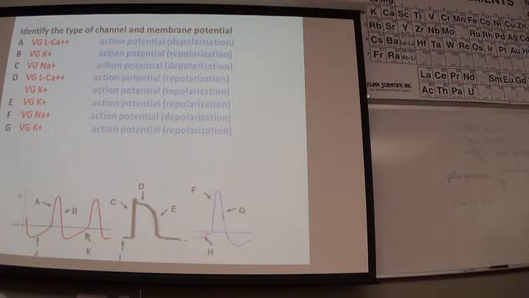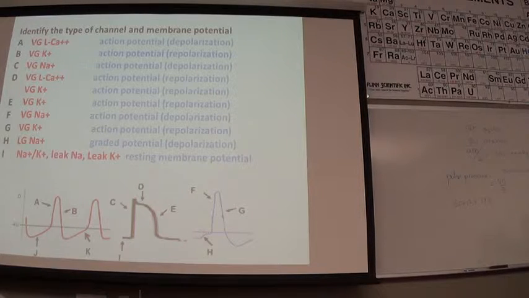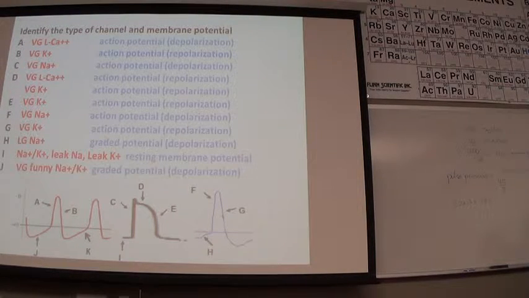H is graded potential. Bottom graded potential row. Is sodium that from leak? Oh, so ligand gated, that's not leak, but ligand gated sodium typically in a skeletal muscle. I, that's the resting membrane potential in the contractile cells. Oh, so it's leak. So we have everything contributing to our resting membrane potential. J, funny channel, sodium. Yeah. And K, same thing, transient. Voltage gated, yeah.